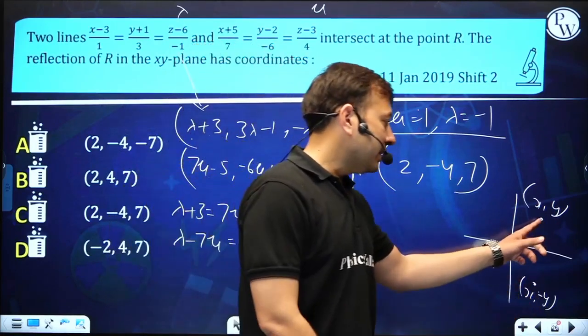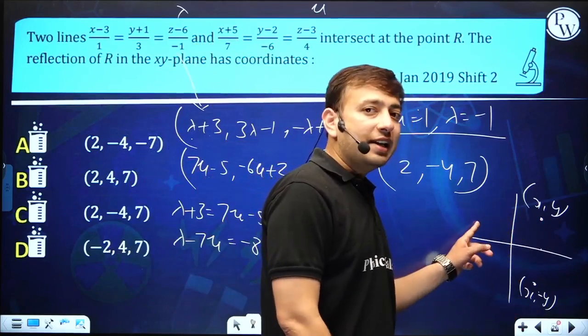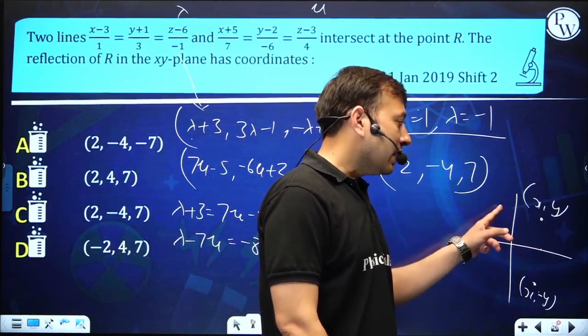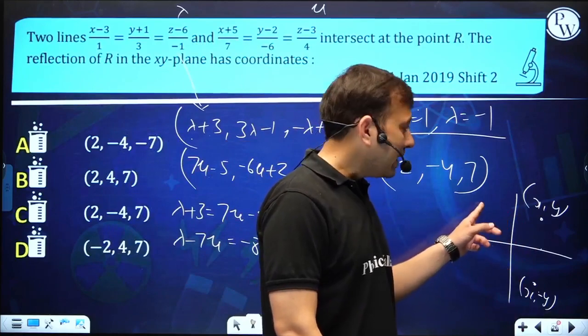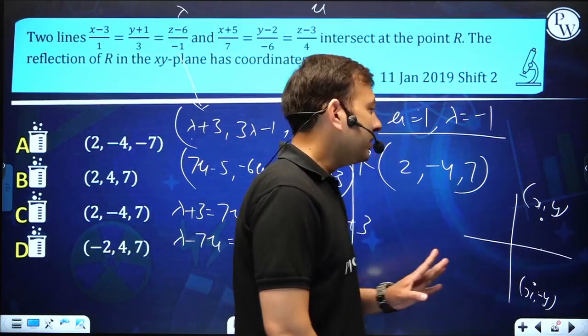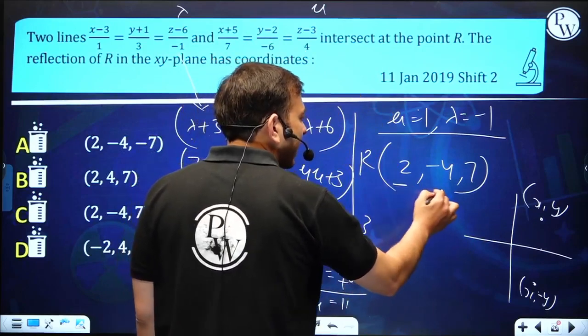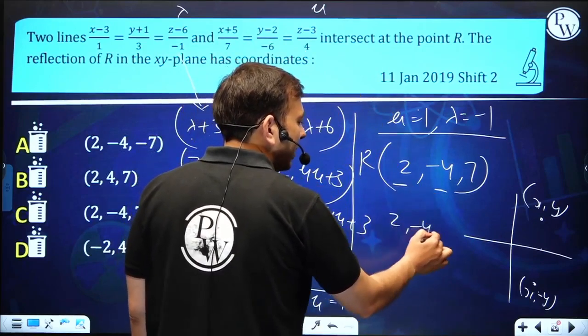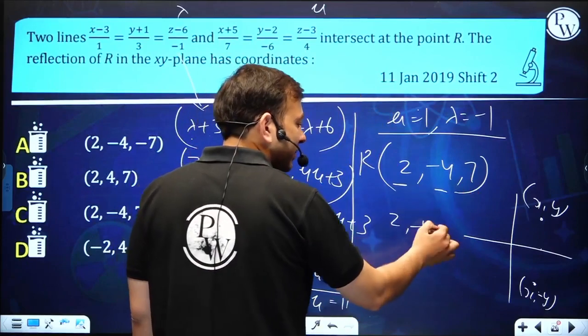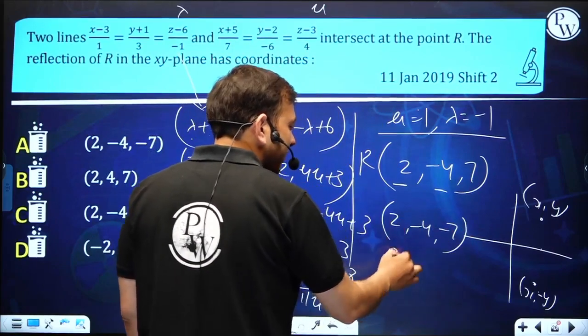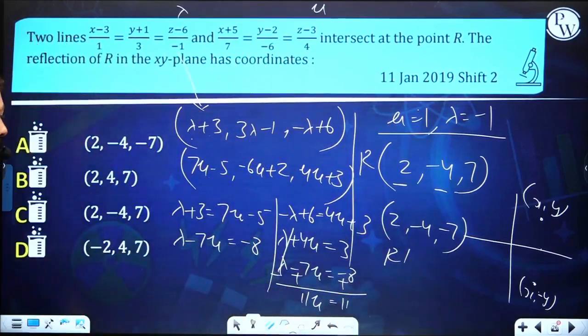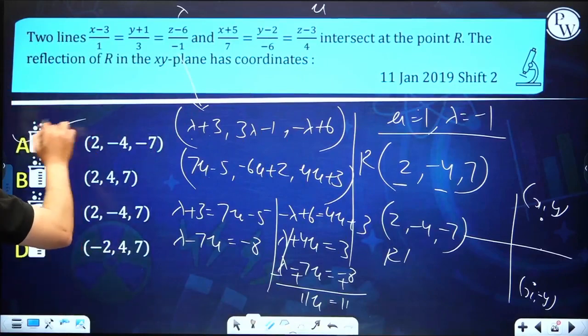Right. Similarly, its reflection in the y axis: now y will remain the same, x will become negative. In the same way, reflection in the xy plane means x and y will remain the same, and the 7 will become minus 7. So this reflection will be 2 comma minus 4 comma minus 7. First option.